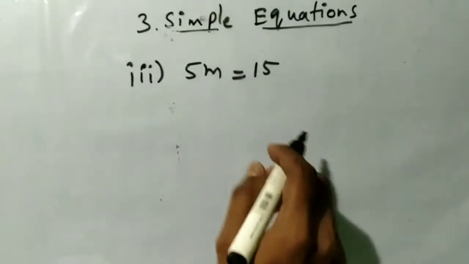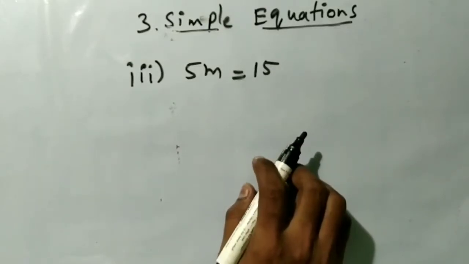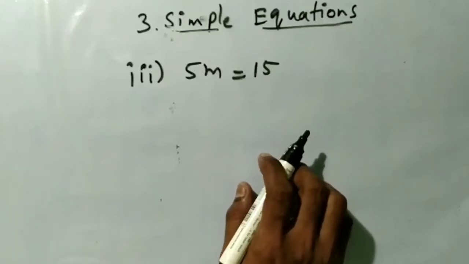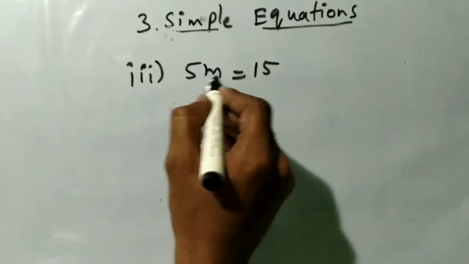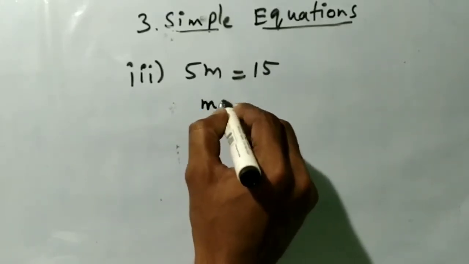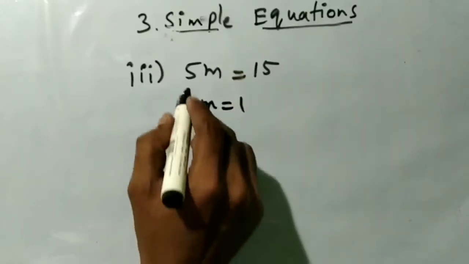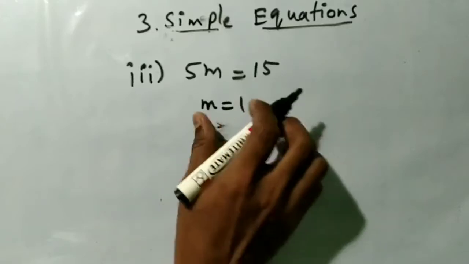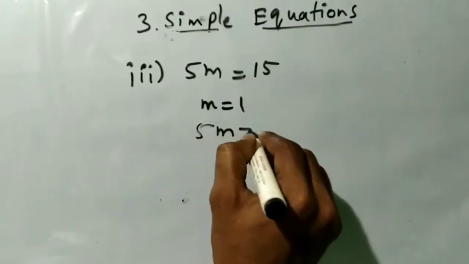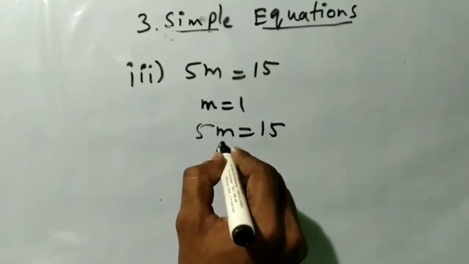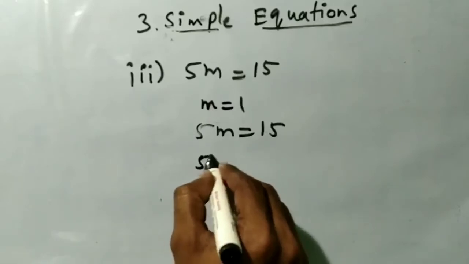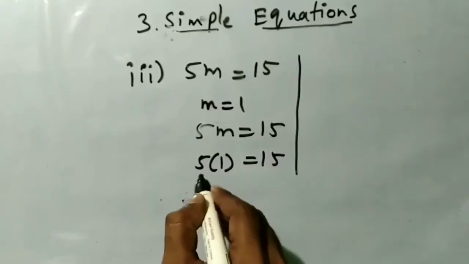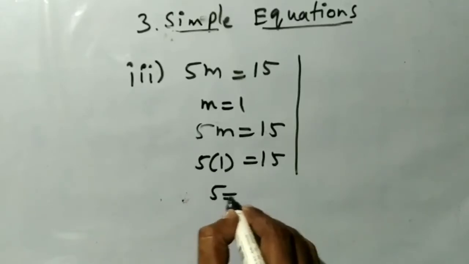Here 5m is equal to 15. As in the first one, where I said Ramo has 3 chocolates, similarly this problem is also a simple equation. The 5m is equal to 15. Let's take m is equal to 1. Then 5m is equal to 15. We have to place the m value here. So 5 into 1 is equal to 15. 5 ones are 5. Here 5 is equal to 15.